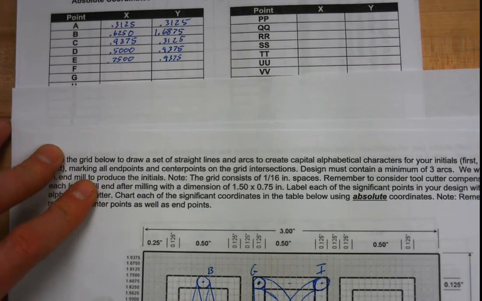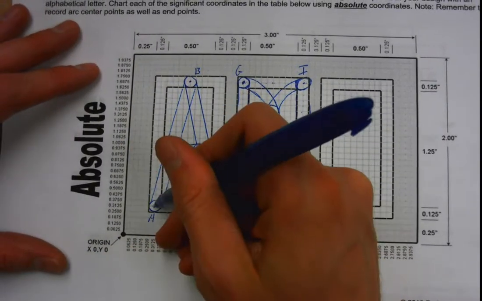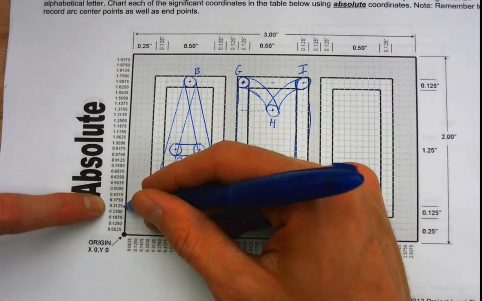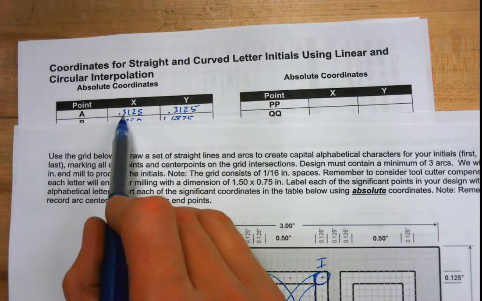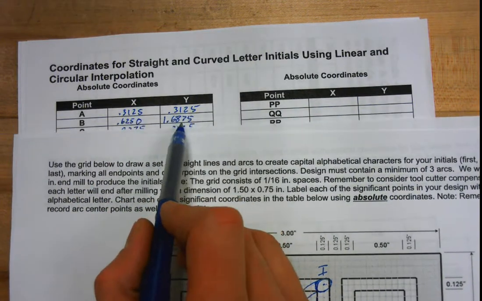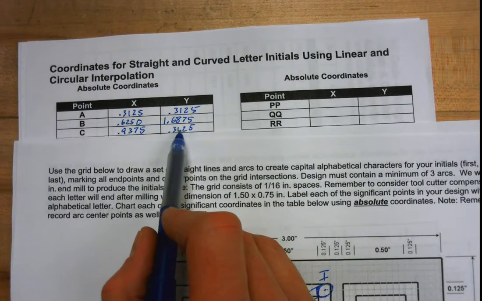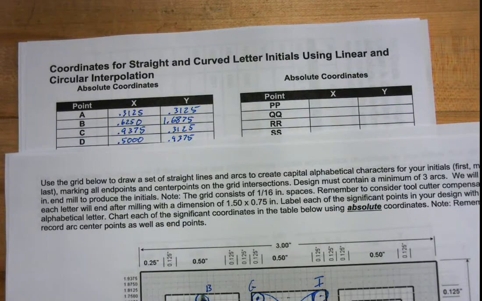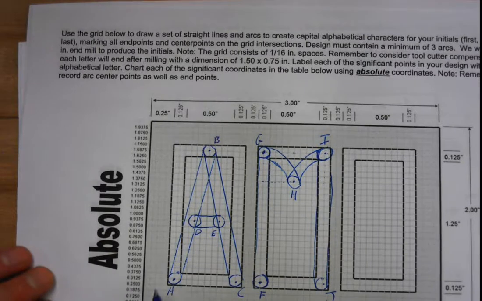So I went over on the x-axis 0.3125. Sorry, you can't see that. And then on the y-axis is also 0.3125. So I've written my x and y on this as 0.3125 and 0.3125. And then I just went to point B and I wrote down the point that I want. And then C, I wrote down the point that I want. And D, and I've just literally gone through and named all of the points of the letters.